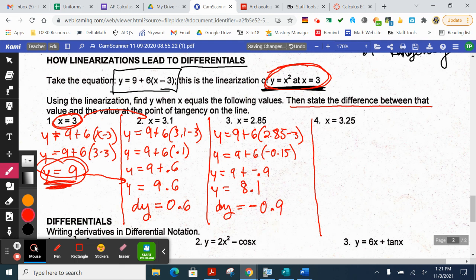All right. And then last one. And then we'll talk about why we're doing this. Just want you to kind of see something here. Go ahead and let 3.25 be the x.